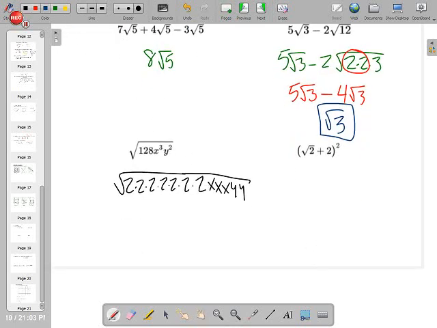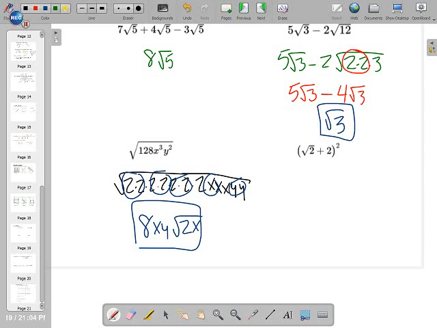Pair of 2s, pair of 2s, pair of 2s. That's 2, 4, 8. So an 8's coming out. Also, we have a pair of X's and a pair of Y's. So an X can come out and a Y can come out. What's left underneath? I got a 2 and I got a single X. I know there's going to be one left because that's odd. So 8xy radical 2x.